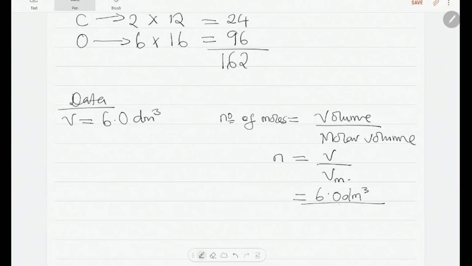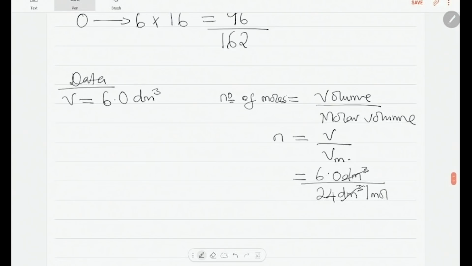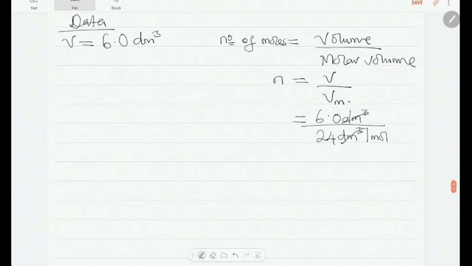Since the volume is already in decimeter cubed, we use the decimeter cubed value for RTP, which is 24 decimeter cubed per mole. Then we divide. Decimeter cubed and decimeter cubed will cancel. When we divide 6.0 by 24, we get 0.25 moles. So, n is equal to 0.25 moles.